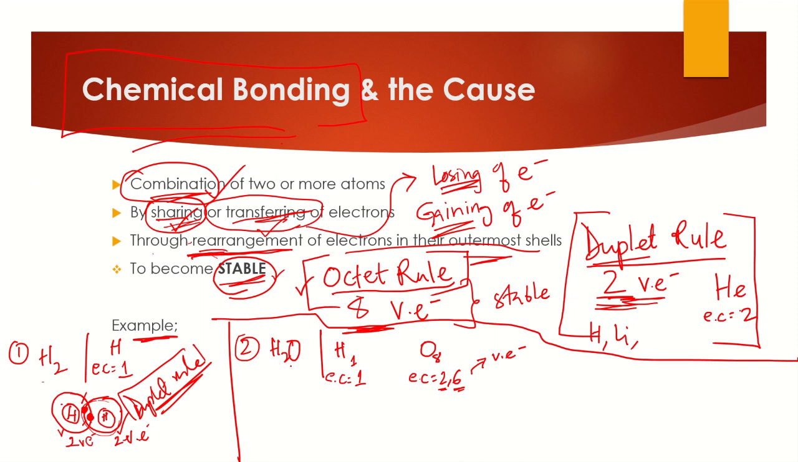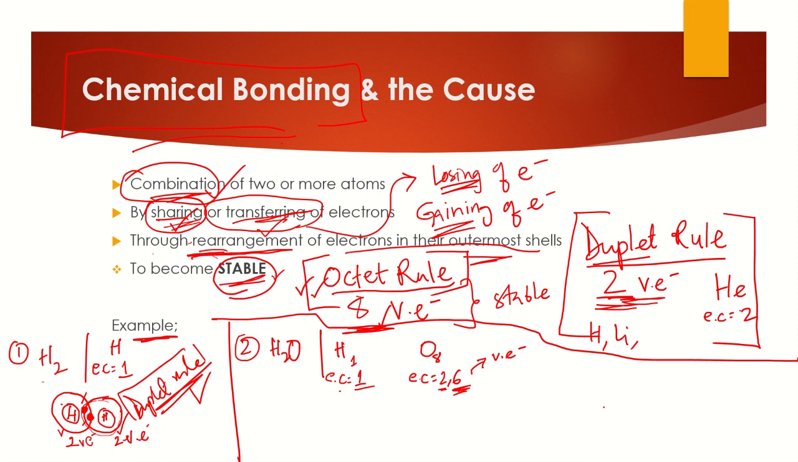Now let us look at it. Hydrogen, we already know, will follow the duplet rule to become stable, whereas oxygen will follow the octet rule. It has 6 valence electrons. To become stable, it needs to gain 2 more electrons. Then it will acquire 8 valence electrons, and it is said to be stable.